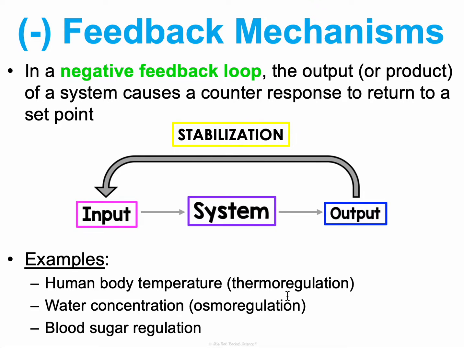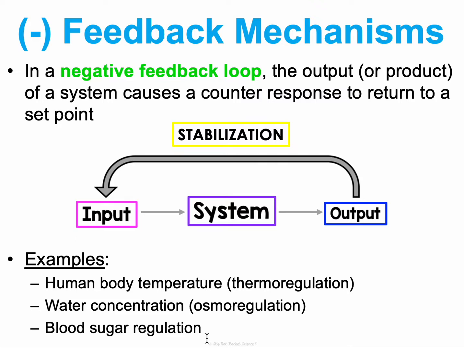Some examples of that would be thermoregulation with human body temperature. If our temperature gets too high or too low, there are different ways our body can regulate that, which we're going to talk about in just a minute. Also water concentration, that's osmoregulation. That's another way that negative feedback loops occur, as well as blood sugar regulation. So those are three examples right there.